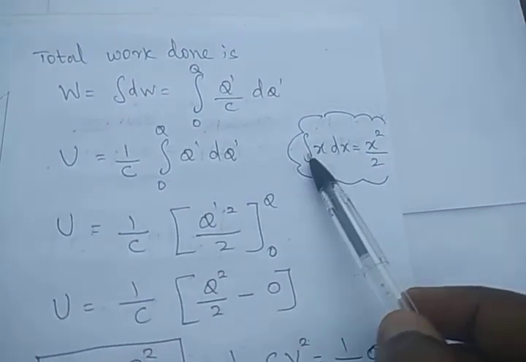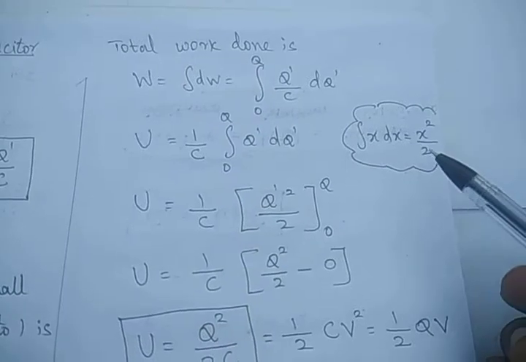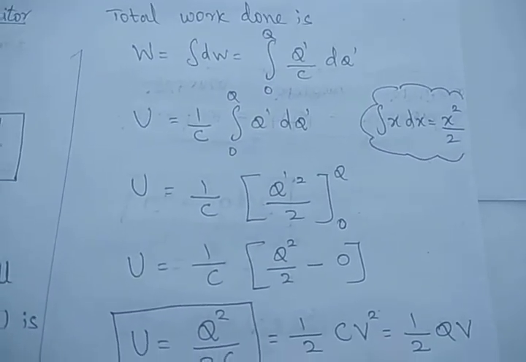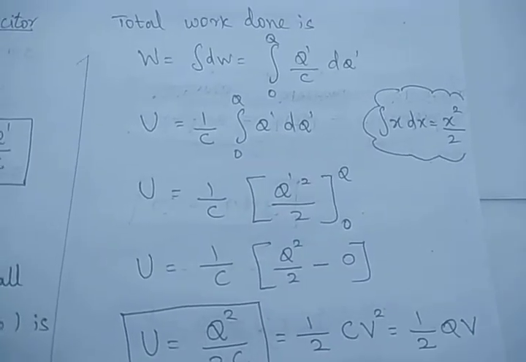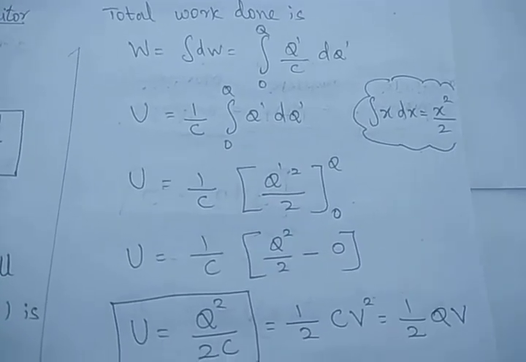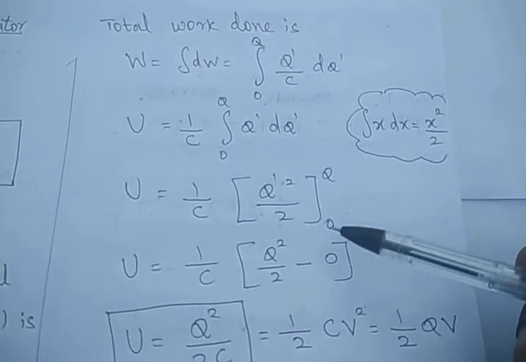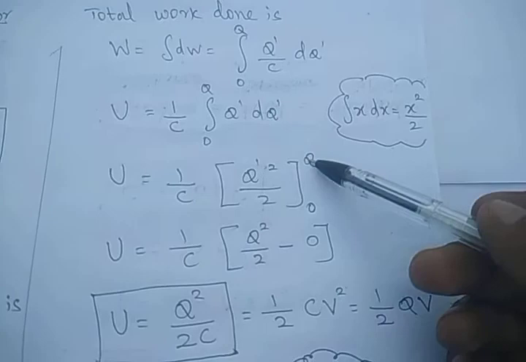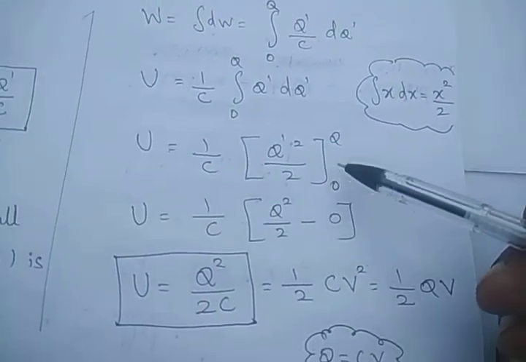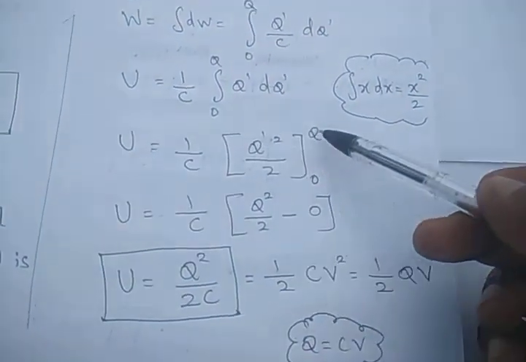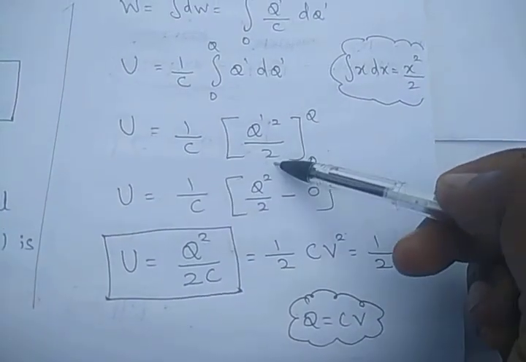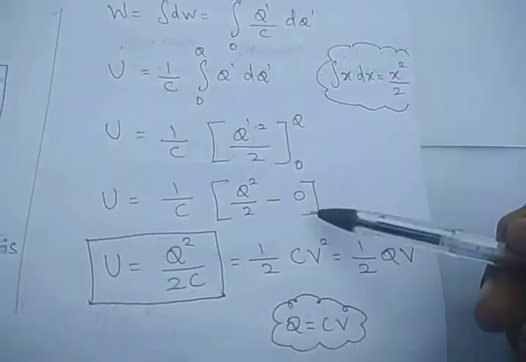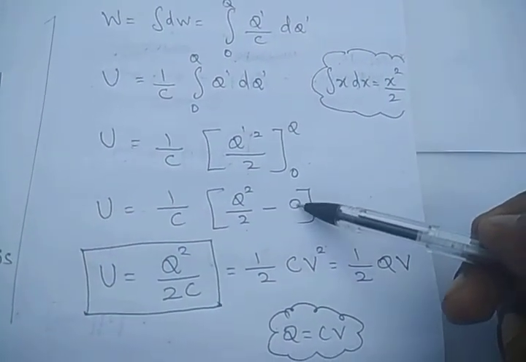The integration of x dx is equal to x squared by 2. So substituting here, in the next step we get q prime squared by 2, with the lower limit and upper limit on this side. Substitute the upper limit minus the lower limit, that is the formula. Instead of q prime we substitute Q, so Q squared by 2, minus, instead of q prime we substitute 0, so 0 squared by 2 is 0.